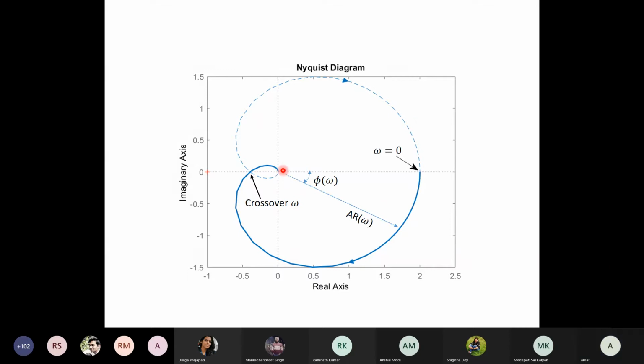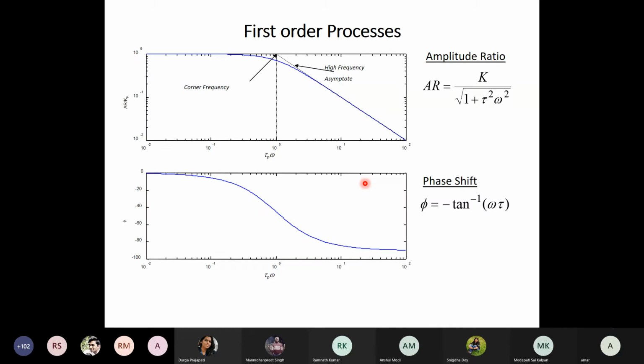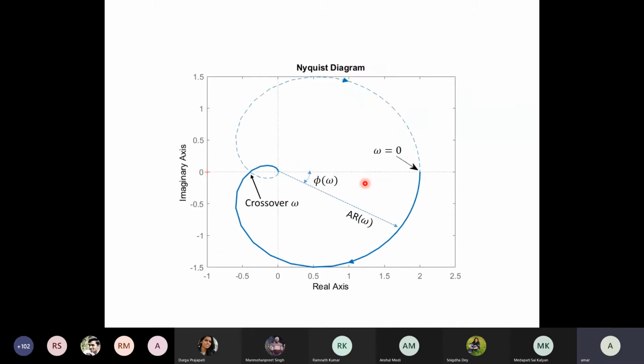The radial distance from the origin on the Nyquist plot is the amplitude ratio, which will vary as omega varies. And this from here to here, this will be obviously at omega 0, this amplitude ratio will be nothing but the gain. And this one, phi omega, is the phase difference. So this distance at omega equal to 0 is basically the process gain.